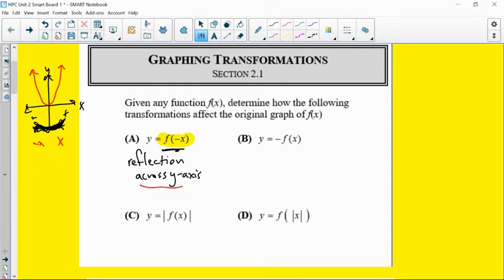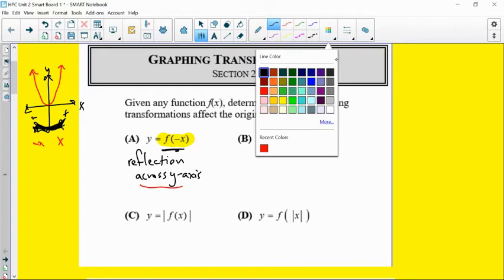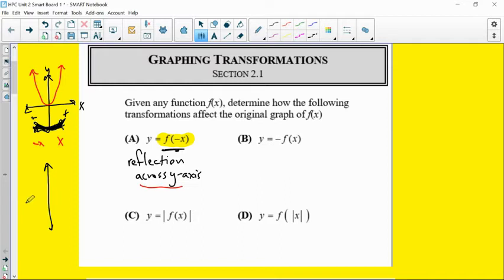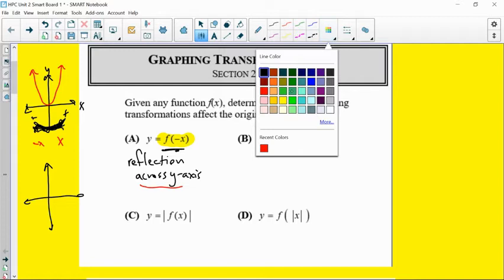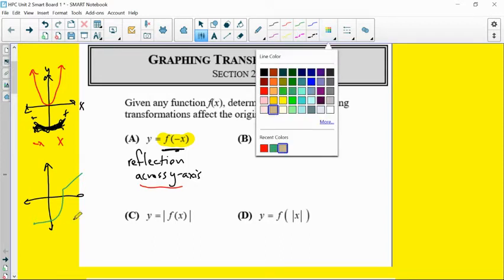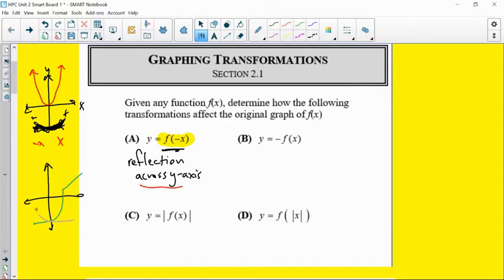Now, you don't have to be an even function for this still to work. For example, let's say your graph looked something like this and then this, and maybe this piece was just straight across. You could reflect that across the y-axis, so its image would now look something like this. So it doesn't have to be an even function for you to be able to still reflect it across the y-axis.